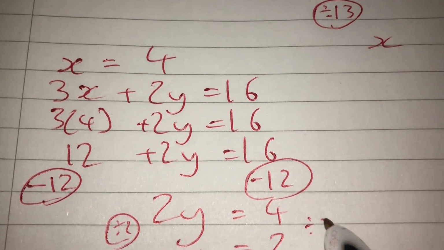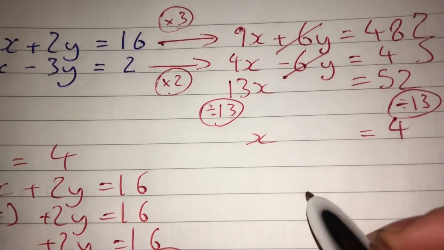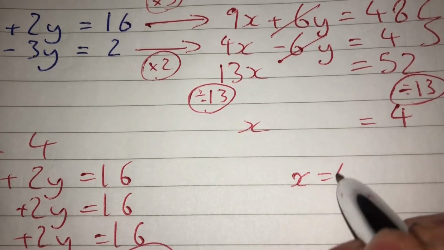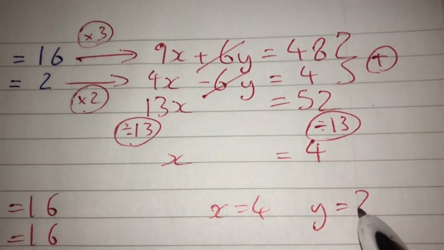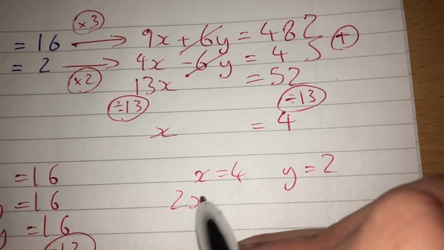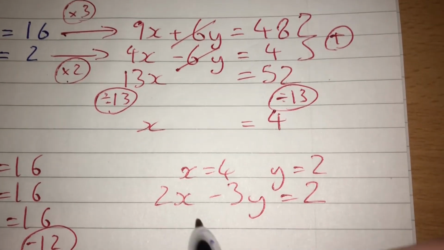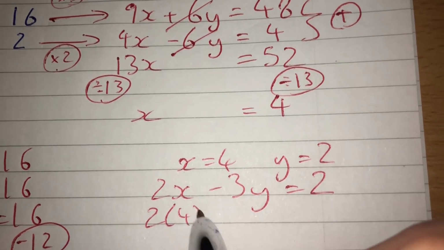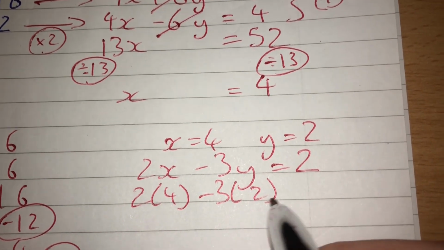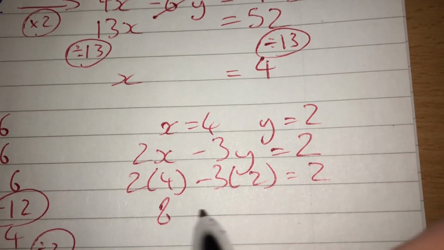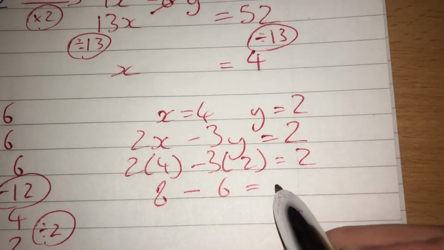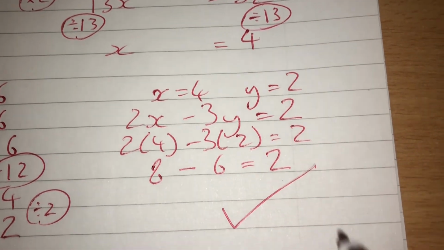Again, I'm just showing the full working out for you. Alright. Substitute x equal to 4 and y equal to 2 into my other equation just to check. 2x minus 3y equals 2. So 2 times 4, take away 3 times 2 should equal 2. 2 times 4 is 8. 3 times 2 is 6. 8 take away 6 does in fact equal 2. So I know I've done it correctly.